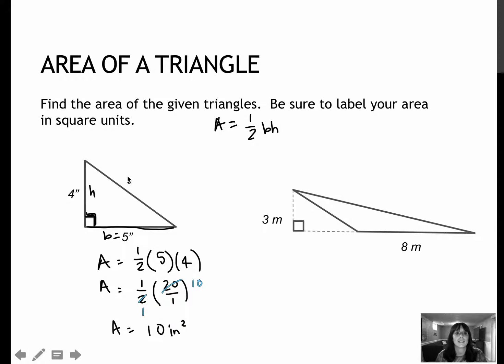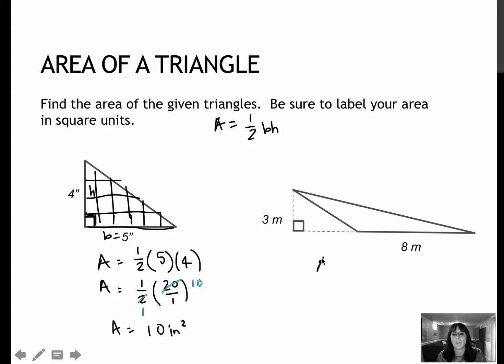So what that means is if I were splitting this up into actual squares of inches, I would end up with a total of 10 of those if I added all of the little squares up.